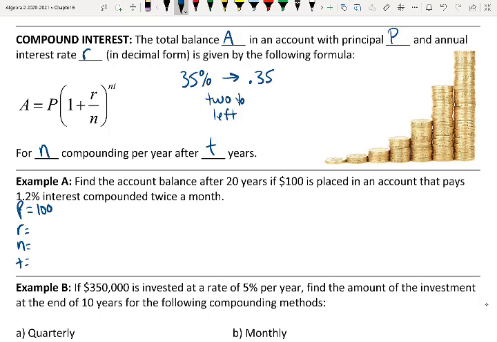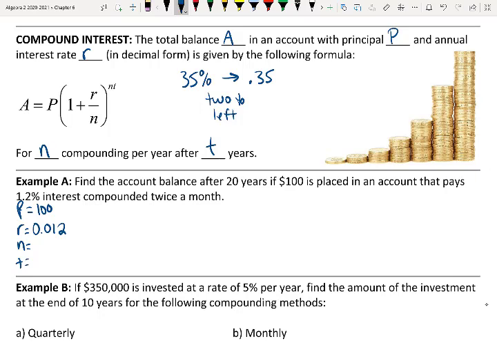R is our interest rate, but remember we have to put that in as a decimal. So even though the 1.2% that I'm given has a decimal point, because it's a percentage, that's not in decimal form. We still have to move that decimal spot 2 to the left. So 0.012 is what we should be using for my R value. My N is my number of compoundings per year. So this is how many times a year we are going to calculate that interest. Now in this one, we're told that it is happening twice a month, and we can't just put 2 in there for N.